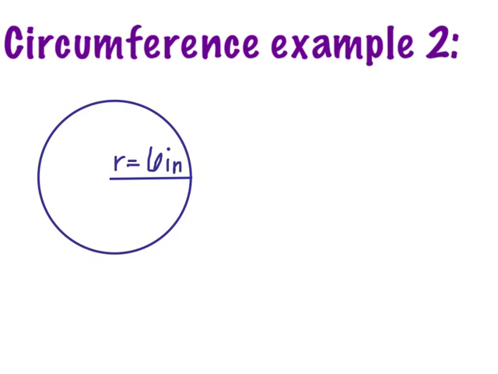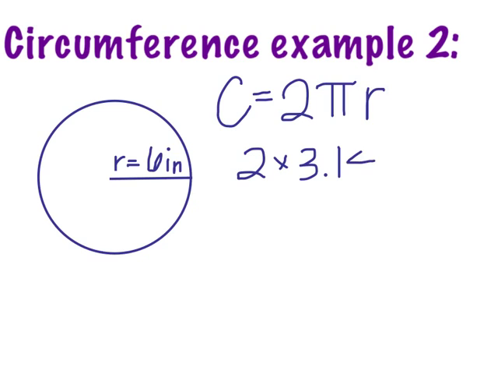In this example, the radius is 6 inches. So instead of using circumference equals pi times diameter, we're going to use the formula circumference equals 2 times pi times radius. So we write 2 times pi is 3.14 times the radius is 6. We can do some mental math here because multiplication can be done in any order. So 2 times 6 we know is 12. So really we're just doing 12 times 3.14. Pause to find the answer.